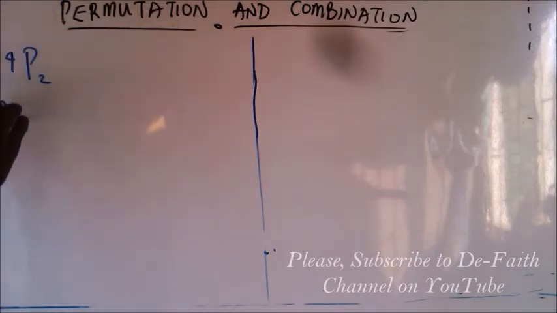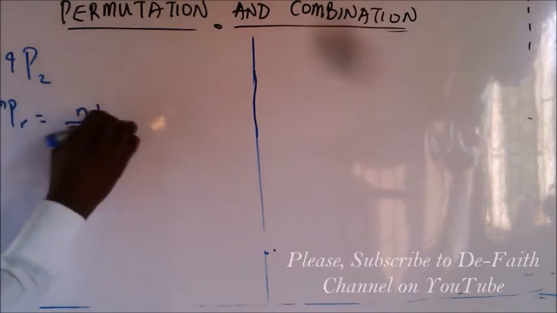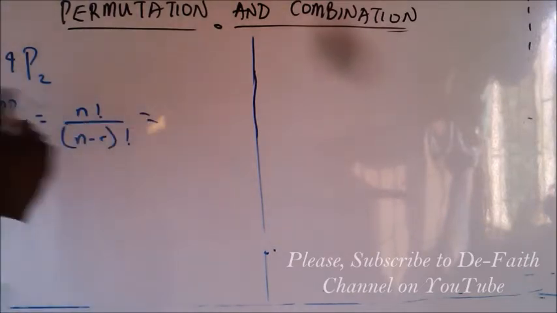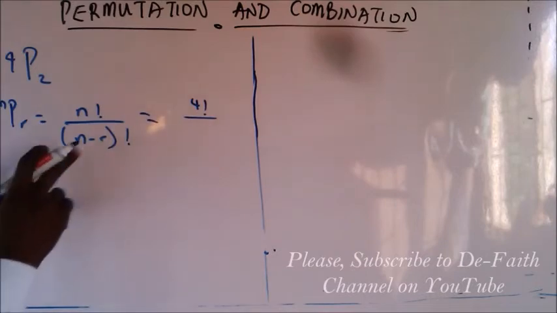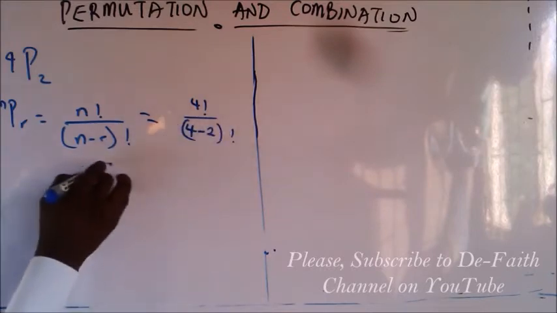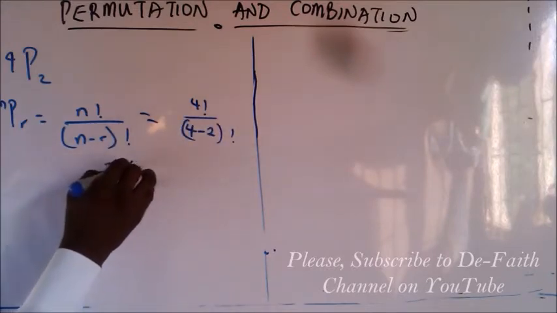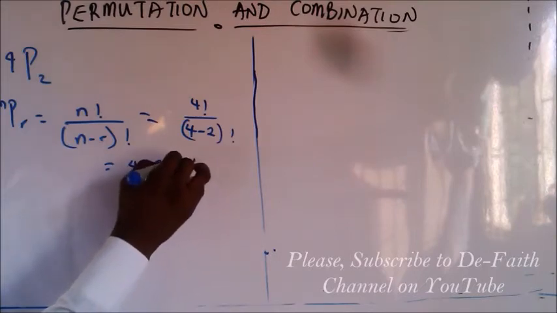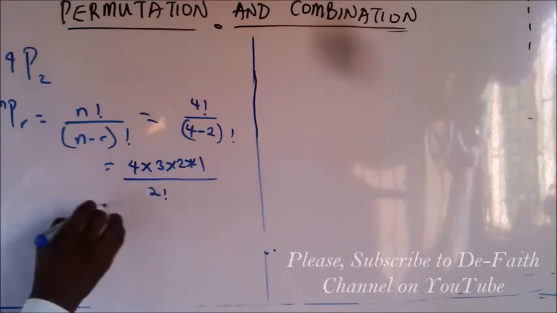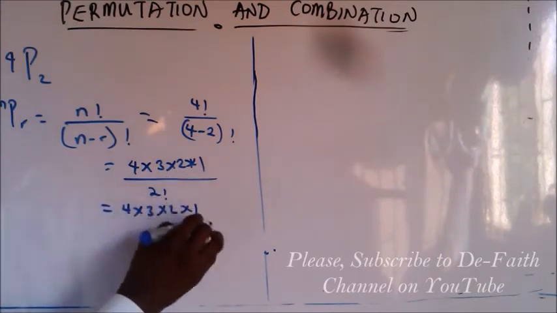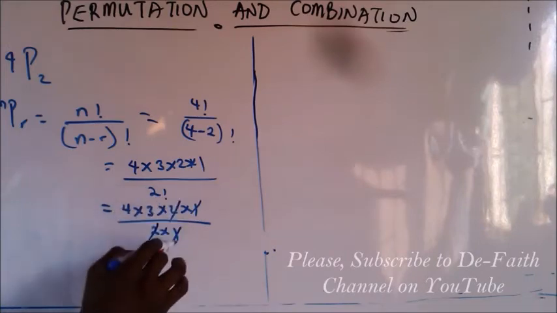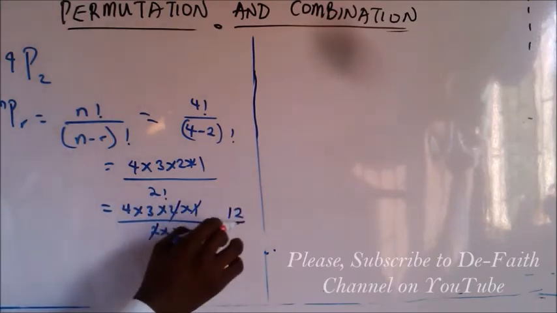We have a formula that says n permutation r is equal to n factorial over n minus r factorial. In this case, n is 4, so we have 4 factorial over n minus r, where n is 4 minus r, which is 2, factorial. And so we have 4 factorial, which is 4 times 3 times 2 times 1, over 4 minus 2, which is 2 factorial itself. That means we have 4 times 3 times 2 times 1 over 2 times 1. So 1 cancels 1, 2 cancels 2. So we are left with 4 times 3, we have 12.